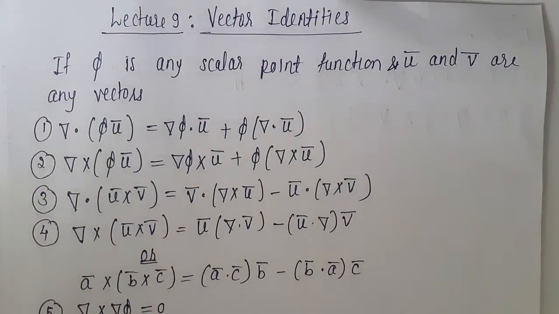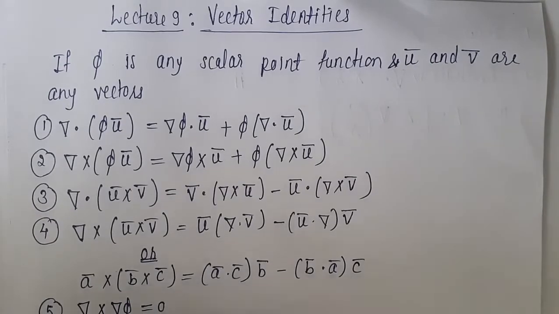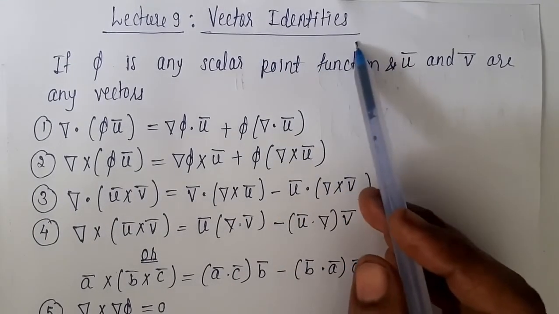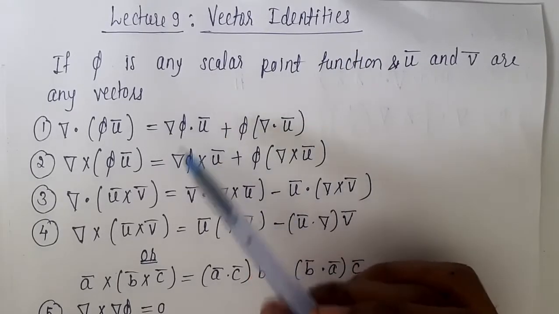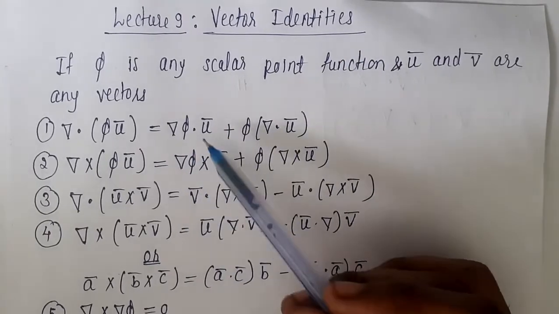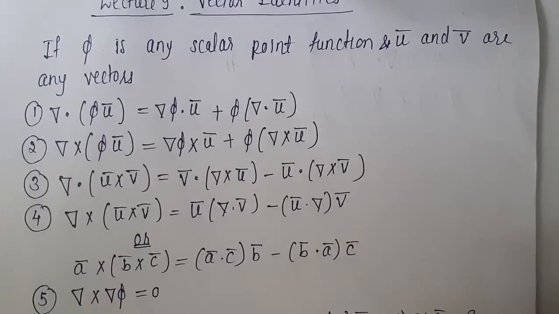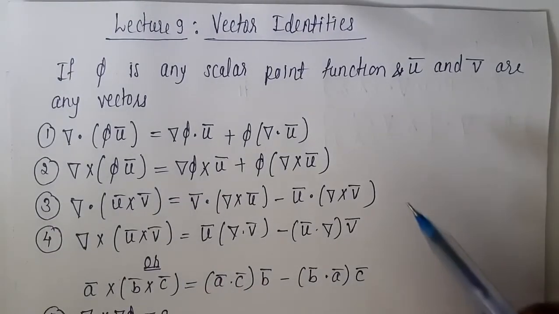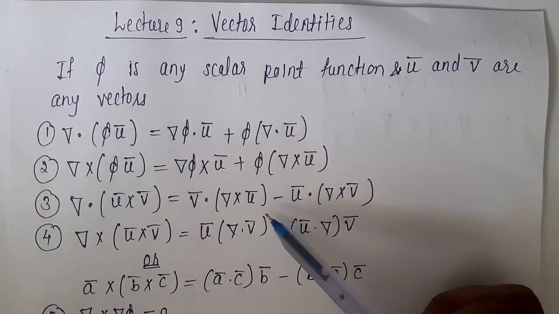Welcome back to lecture number 9, Vector Identities. Today we are going to learn the last topic of this unit, that is vector identities. Now we will study some standard results, and on the basis of the standard results we will solve some examples on it. So at the end of this lecture you will be able to solve examples on vector identities.